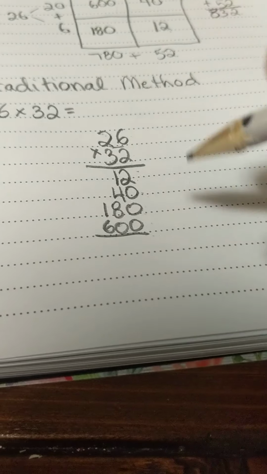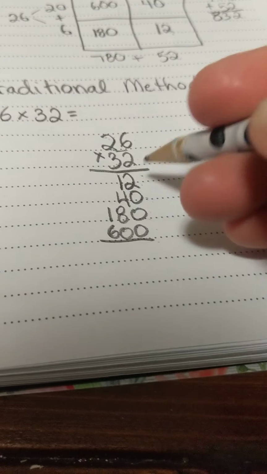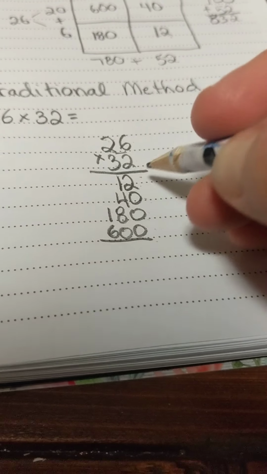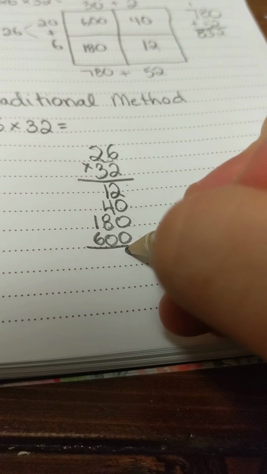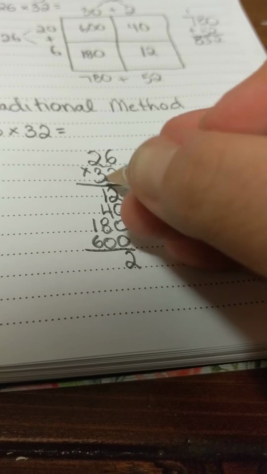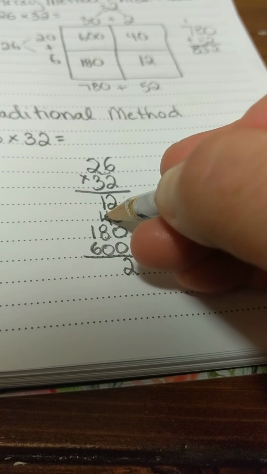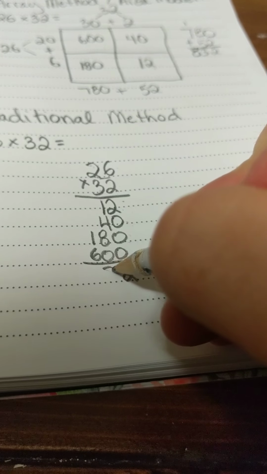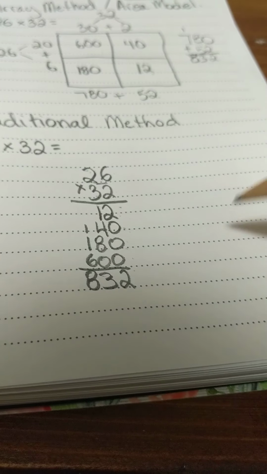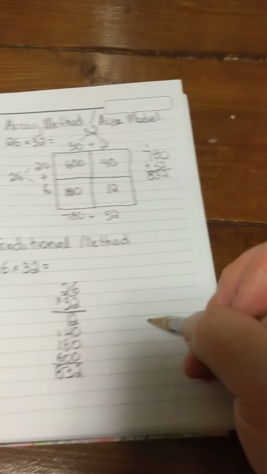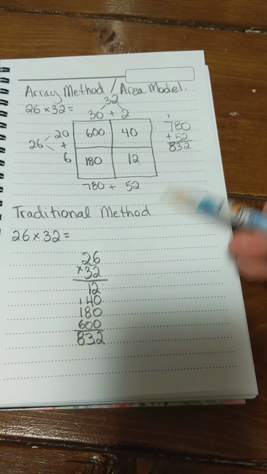So then once I have them, I just have to add them up again, and I can do this again in any method I like to do it. So in this case, I'm just going to carry it down for simplicity's sake. So we've got a 2, and then we have a 1 plus a 4, which is a 5, plus an 8, which is a 13. And then I'm going to end up with a carry there, and I end up with 832. So you can see both methods got me the correct answer or the same answer.